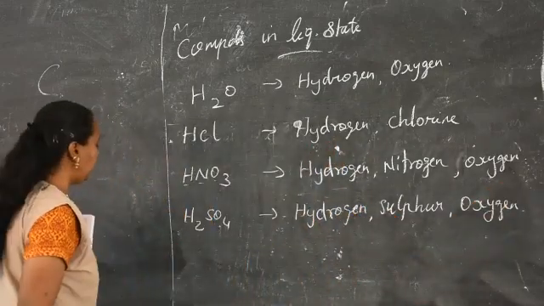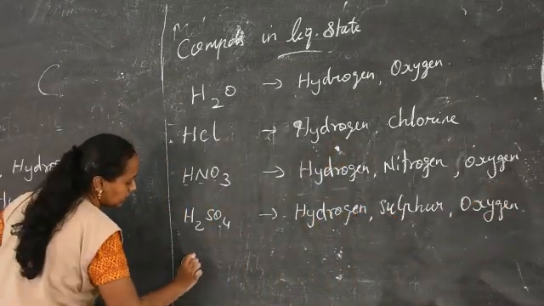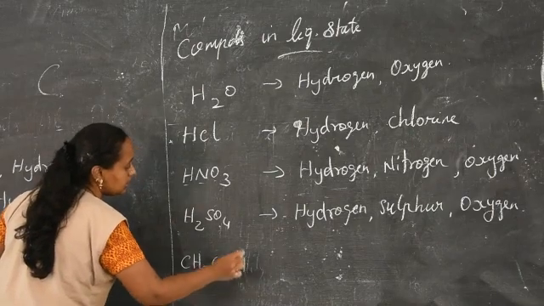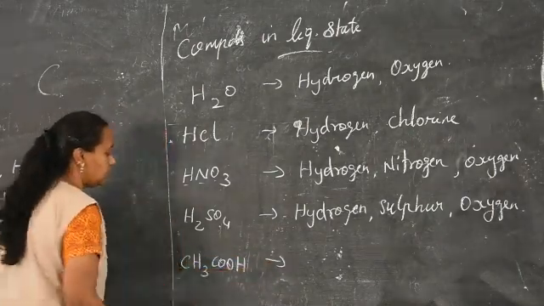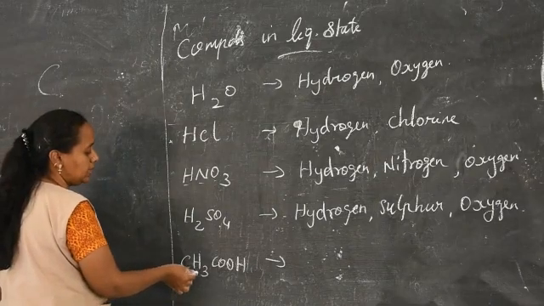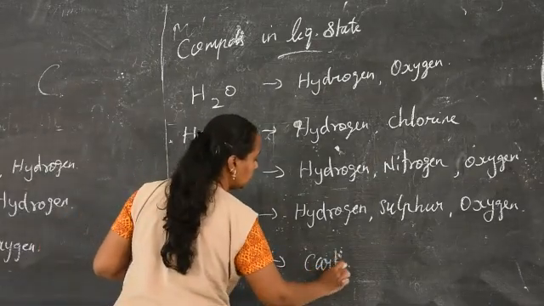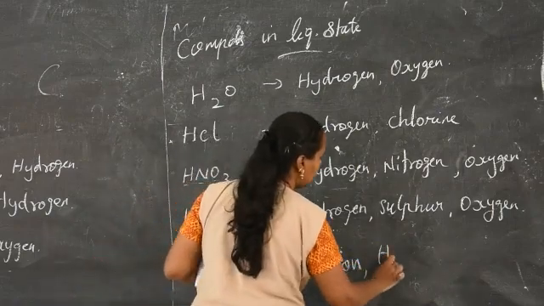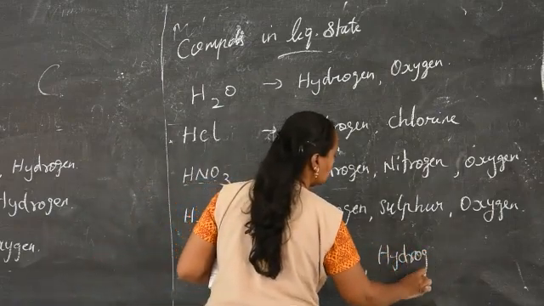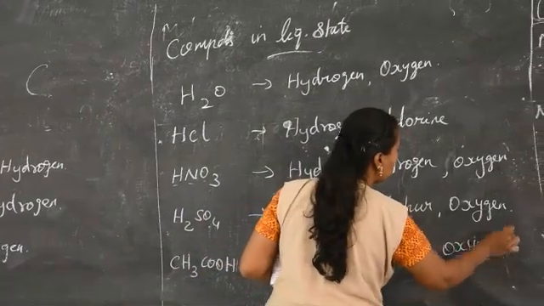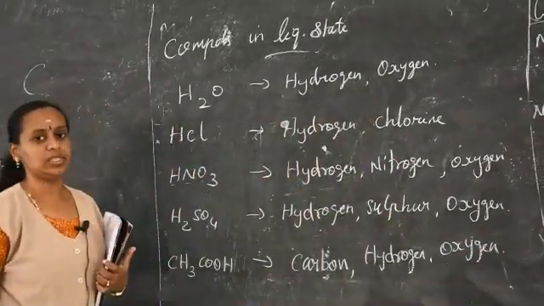The next compound they have given is acetic acid, CH3COOH. It is an acid. Here you have carbon, hydrogen and oxygen, that's all. So these are the compounds which are present in the liquid state.